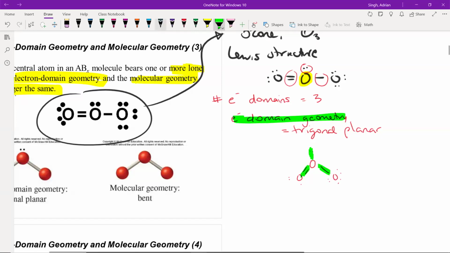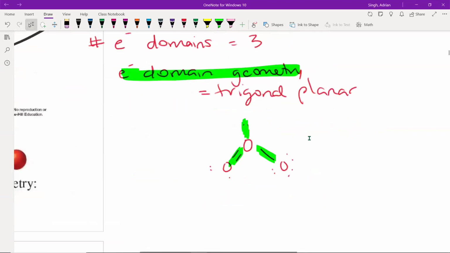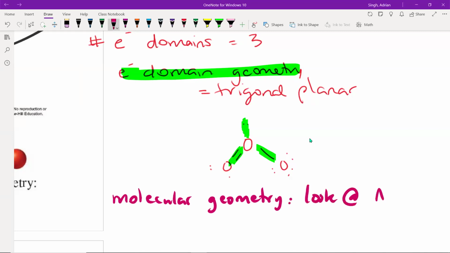Now, when I look at the molecular geometry, okay, and this is where it can be slightly confusing, so we're going to slow down here and make sure that we understand this. My electron domain geometry is trigonal planar. When I look at the molecular geometry, all I look at are just the atoms and how they are connected. So not the lone pairs, if there are any, on the central atom.